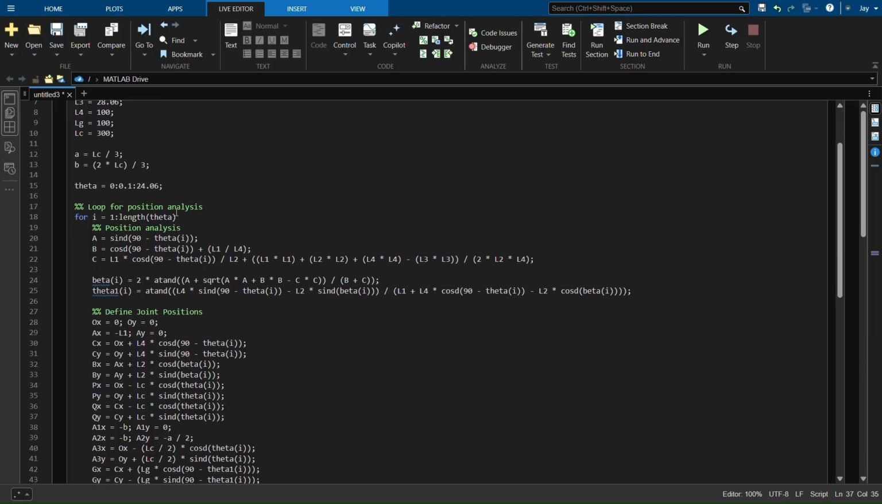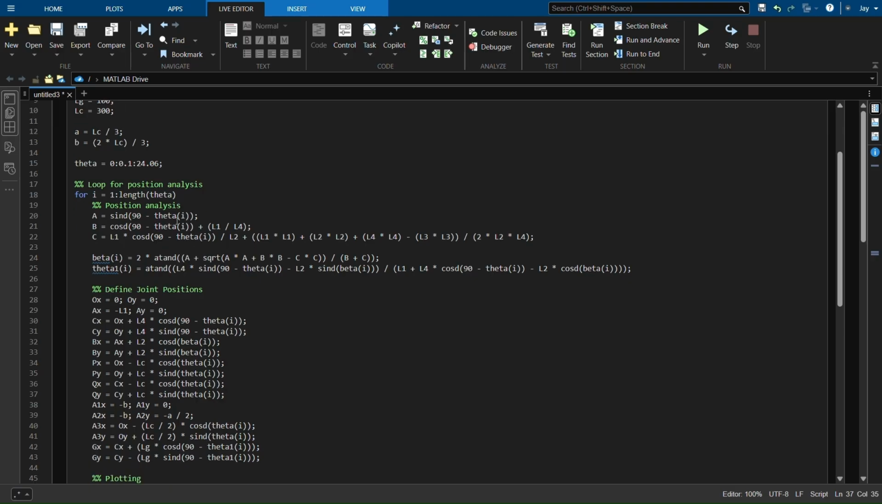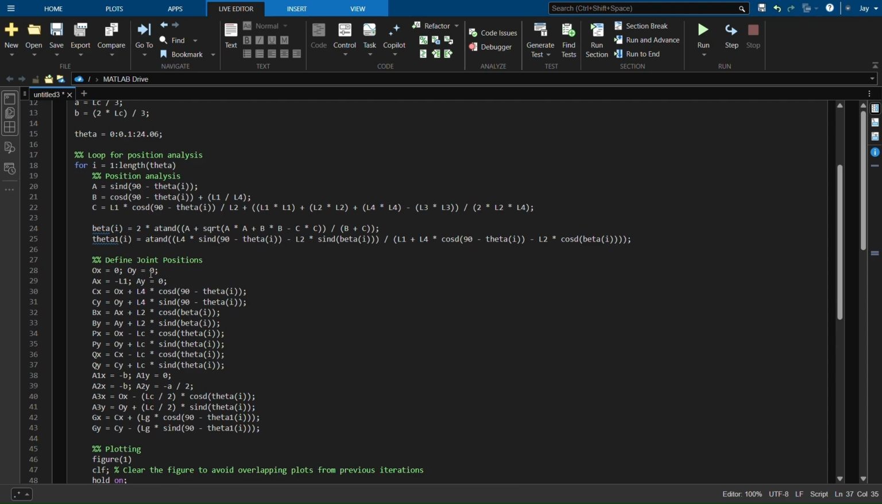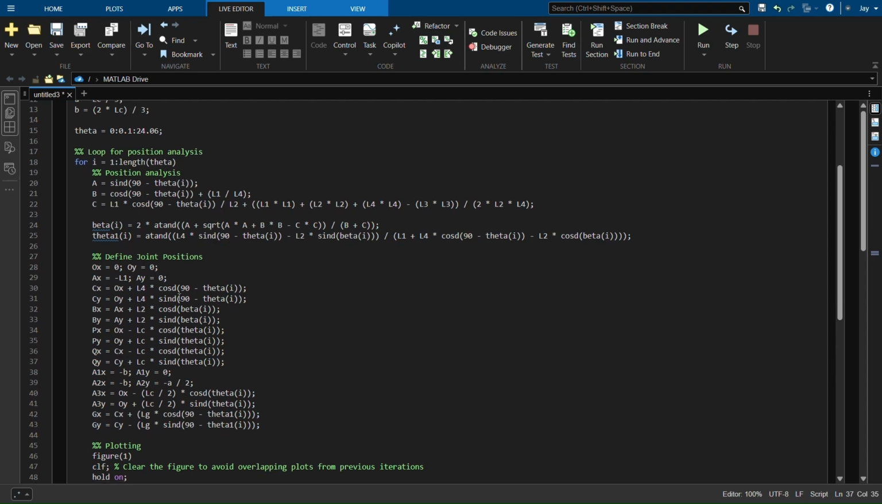Next, we will walk through the loop for the position analysis. Inside the loop, there are three terms A, B, and C, which are computed. These come from rearranging the loop closure equation, which we already discussed. Using them, the script calculates beta, which is a secondary link angle, and theta 1, which is the rotation transmitted through the gate. Once these angles are known, the code reconstructs the coordinates for each point O, A, B, C, the extension point PQ, actuator points A1, A2, A3, and finally the gate tip G. All of this is done through straightforward trigonometric relations, which we already discussed in the slides.